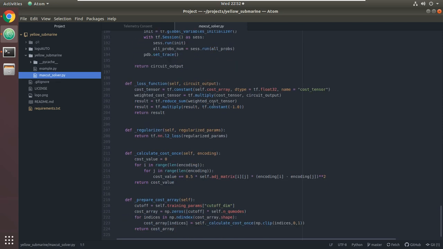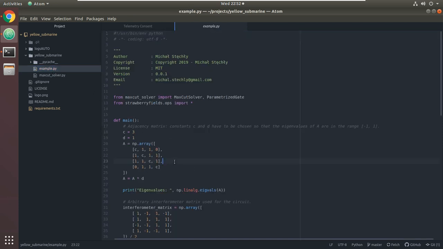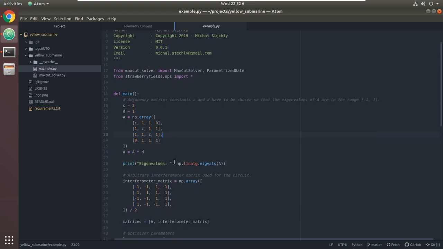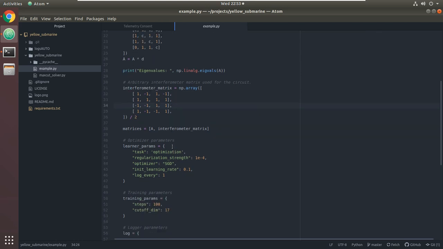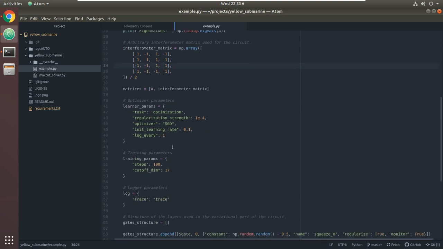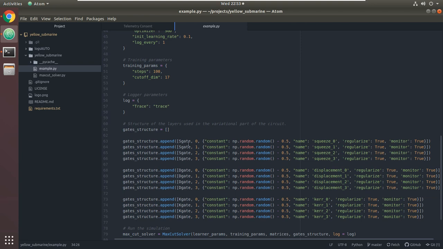Interferometer. So basically, this was the adjacency matrix of the graph. An arbitrary interferometer matrix used for the circuit, which I don't know what it is, but it's something for the circuit. And then here, the structure of the layers used in the variational part of the circuit. Here you've got the S gates, the D gates, and the K gates: squeeze gates, displacement gates, and Kerr gates.